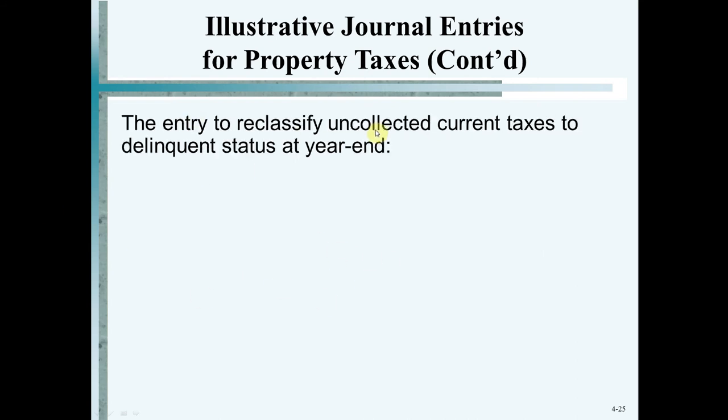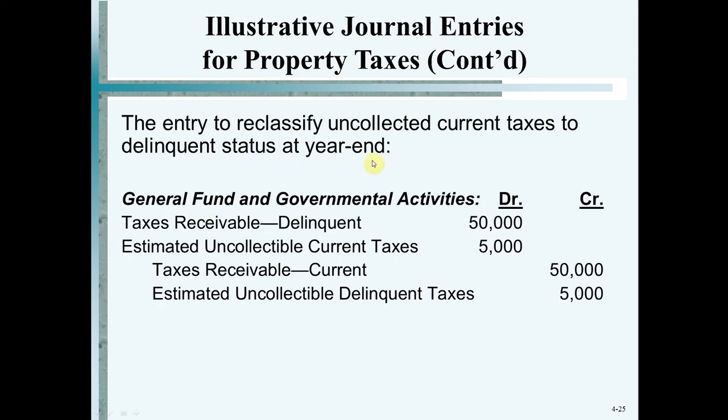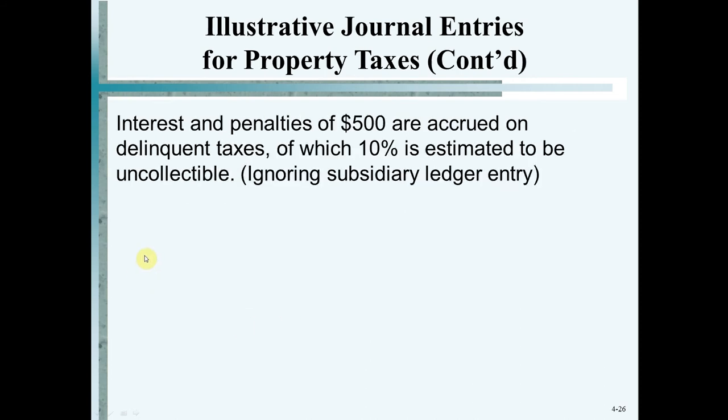The entry to reclassify uncollected current taxes to delinquent status at year end for both general fund and governmental activities is taxes receivable delinquent, 50,000, and then we'll actually have to reduce the other taxes receivable account, the current, by 50,000. Estimated uncollectible current taxes, 5,000, and estimated uncollectible delinquent taxes credit the 5,000. So you basically have to book those new asset accounts and reduce the old ones.